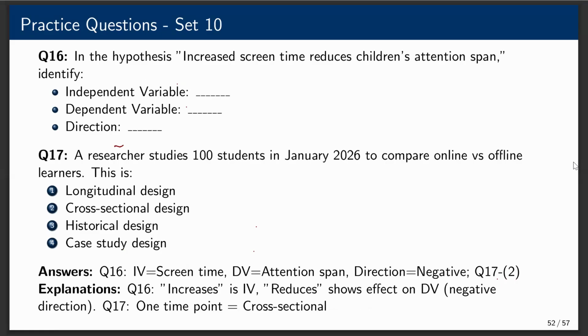Similarly, a researcher studies 100 students in January 2026 to compare online versus offline learners. So this is basically which type of design? One time, so cross-sectional. Yes, cross-sectional. Who told, Smriti or Madhusita? Sir, I also. Okay, very good.